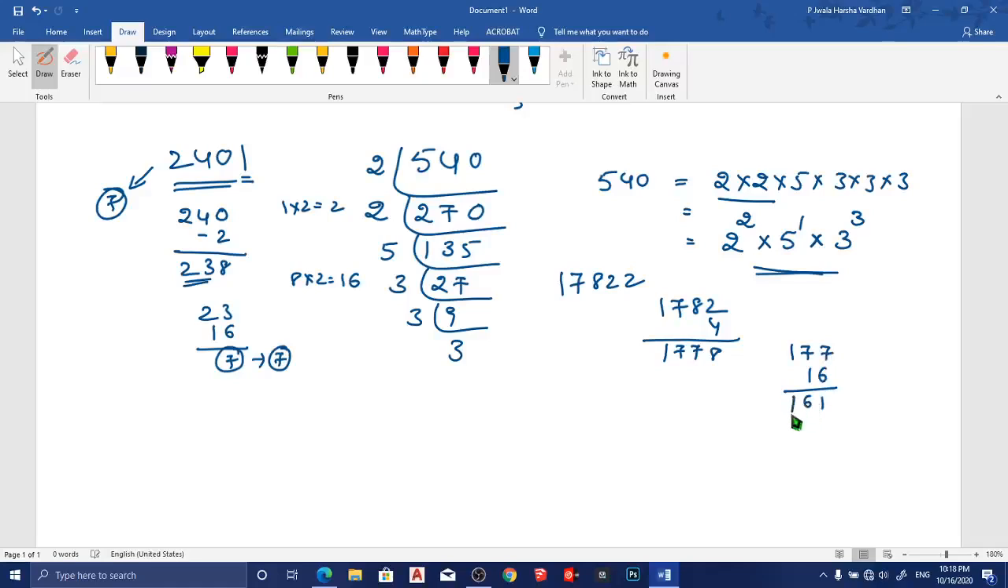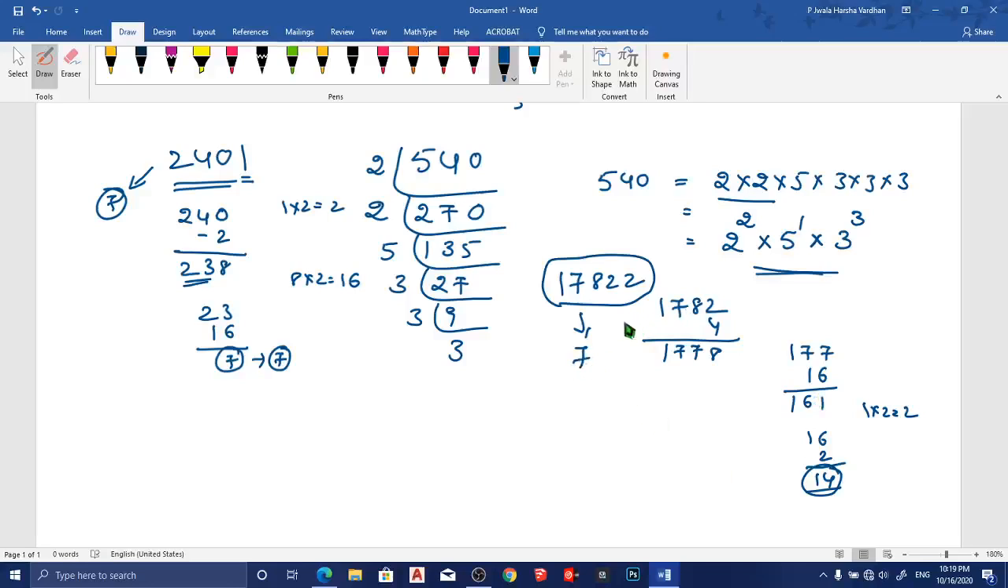This is 161. Now again you take the double of this one, 1 to the 2. Subtract this from 16, you will get 14. So 14 is divisible by 7, 7 twos are 14, you know that. So this number is divisible by 7. This is the simple rule you have to remember.